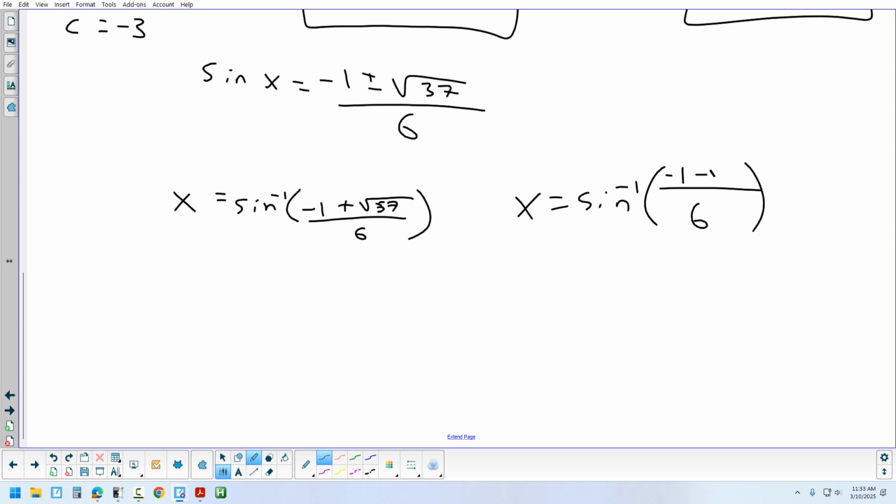Minus square root of 37. Yep. So I just split it into two rather than using plus and minus. So now we can see it clear. It's two separate problems. Let's start with this one on the left. Now, negative 1 plus root 37 over 6.